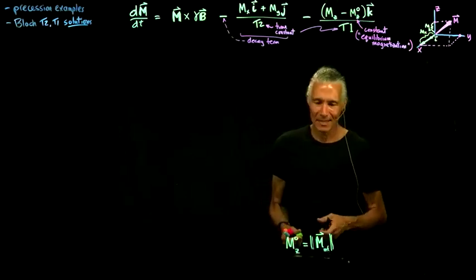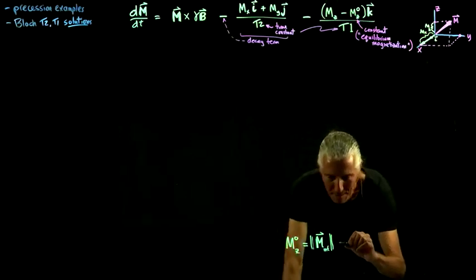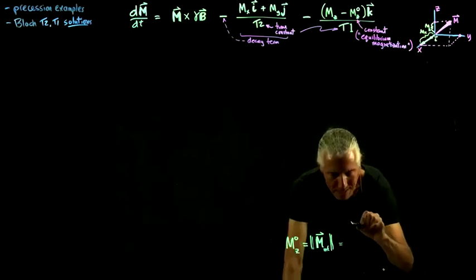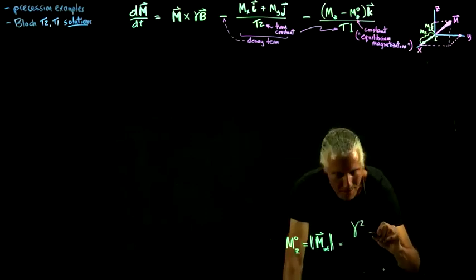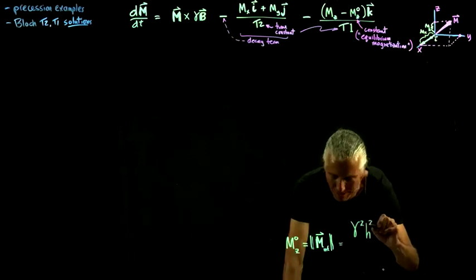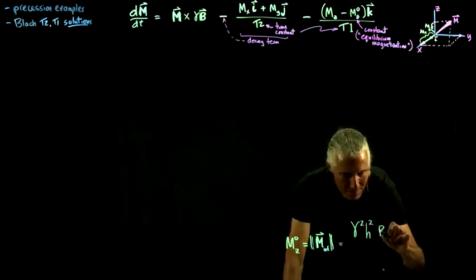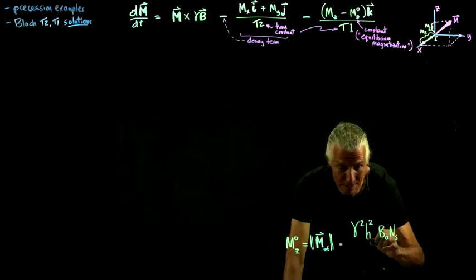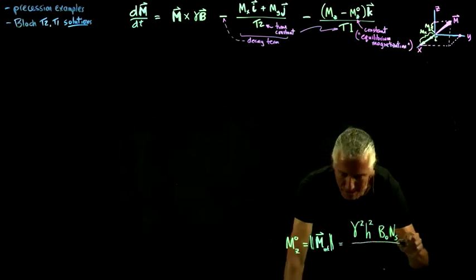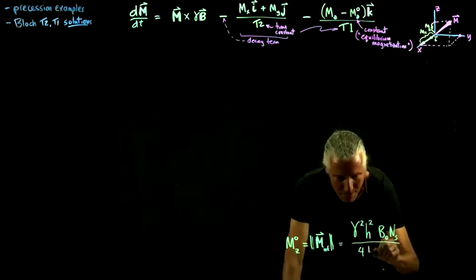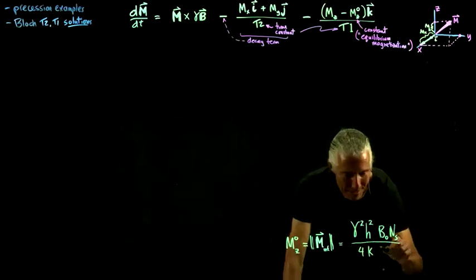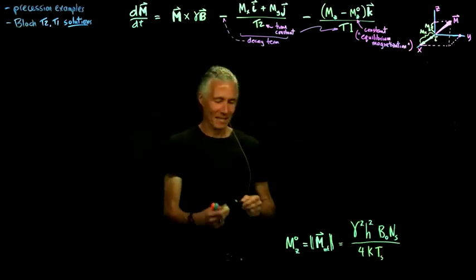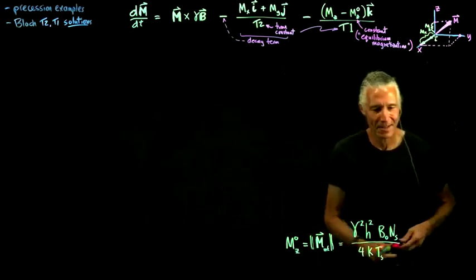Again, this equation has a lot of numbers in it, but all of them are constant. So it's got the gyromagnetic ratio squared, and Planck's constant squared, and then the B0 field and the number of proton spins. Those are the only non-constant things in there. And then in the denominator, there's the Boltzmann constant, and then the temperature of the sample.